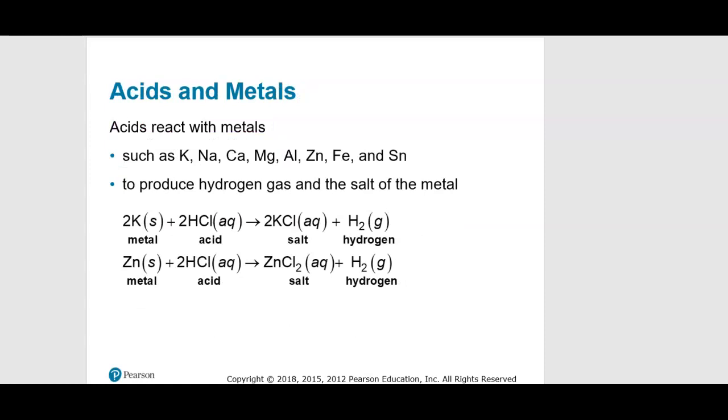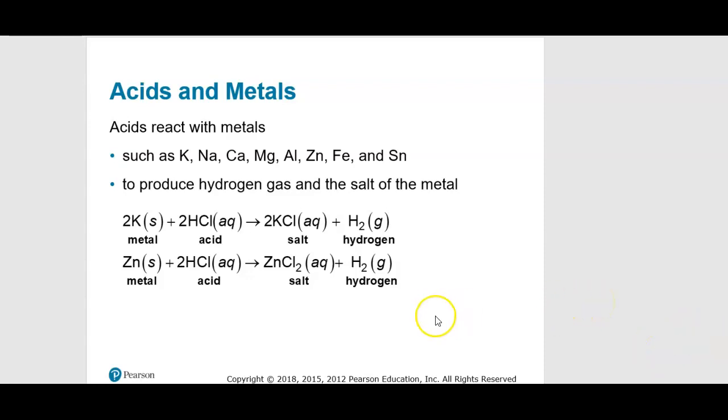This is an example of two of the reactions between metals and acids. The acid is hydrochloric acid here, and you see what's going on. In the first one, potassium reacts to give you hydrogen gas, and the salt is potassium chloride. In the second one, the zinc reacts to give zinc chloride plus hydrogen gas.